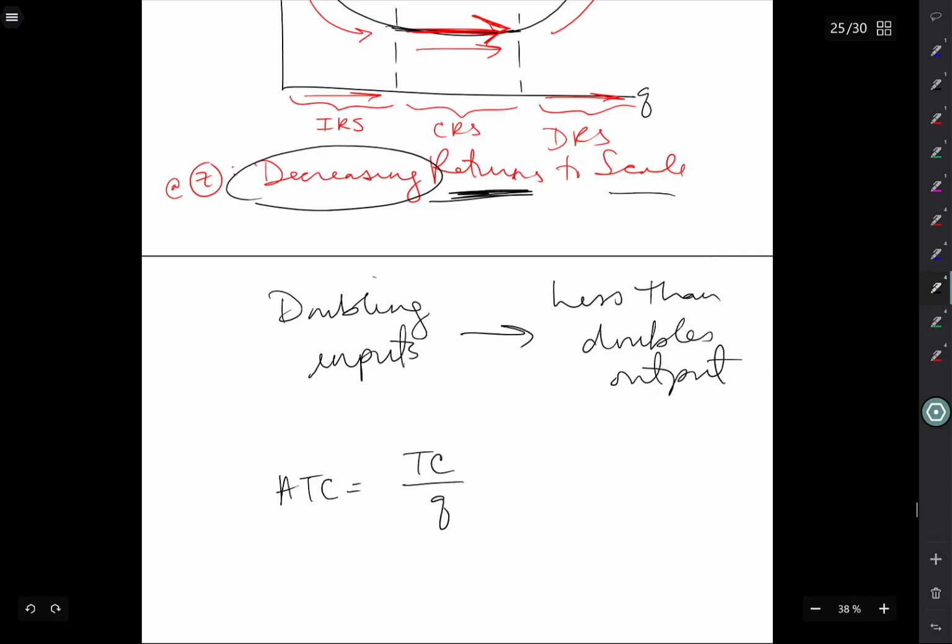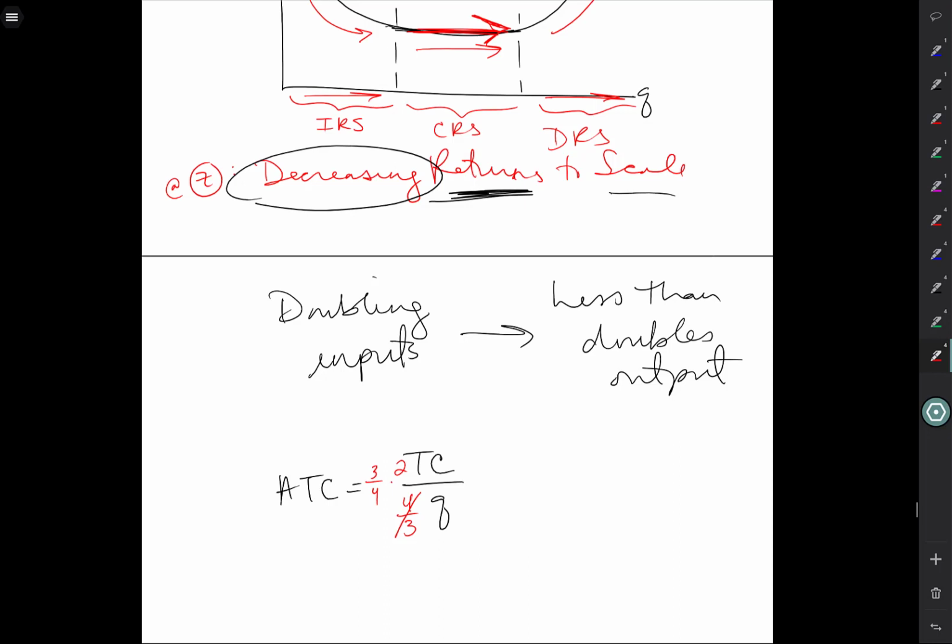There we go. We doubled inputs, which means our total cost doubles. But our output less than doubled. Let's say it goes to, I don't know, 3/4. It less than doubled. Actually, it doesn't even have to be that small. It could be 4/3. Right? Because 4/3 is 1 1/3. So output increased, but it less than doubled. Right? So we know that when we divide by a fraction, it's the same thing as multiplying by the reciprocal. Right? And the reciprocal of 4/3 is 3/4.